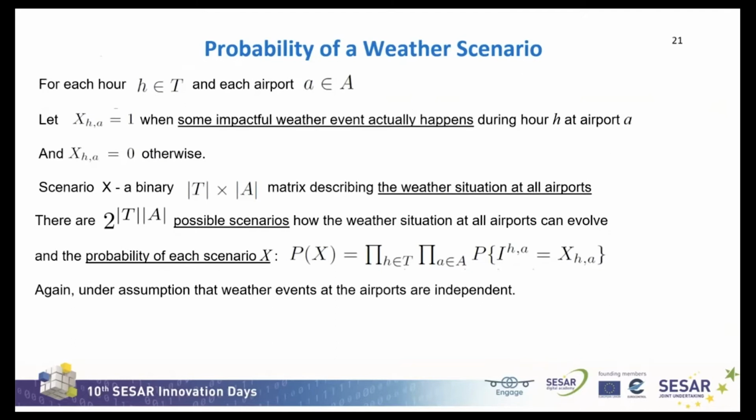Let X be an indicator that some impactful weather actually happens during our H at airport A. And scenario X is actually a binary matrix of the size of the number of airports multiplied by the number of hours, which describes the weather situation at all airports. And there are 2 to the power of the size of this matrix possible scenarios, and the probability of each scenario X is calculated using the formula shown here. And again, our assumption is that weather events at different airports are independent.